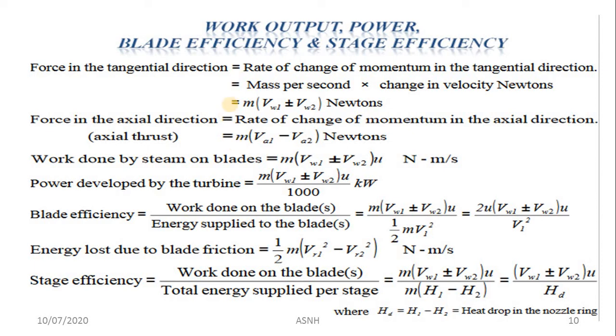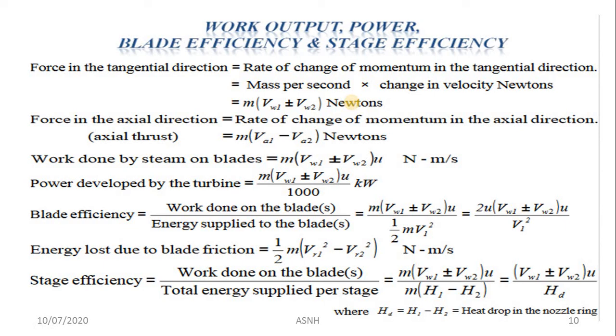So students, the force in the tangential direction is nothing but the rate of change of momentum in the tangential direction. That particular line, the rate of change of momentum, is the working principle of the impulse turbine. It can be denoted by the mass per second into the change in velocity. So this is the working principle of the impulse turbine, m into v. Here we will consider the whirling velocity, so it is m into (VW1 plus or minus VW2), in terms of Newtons or Newton meters.